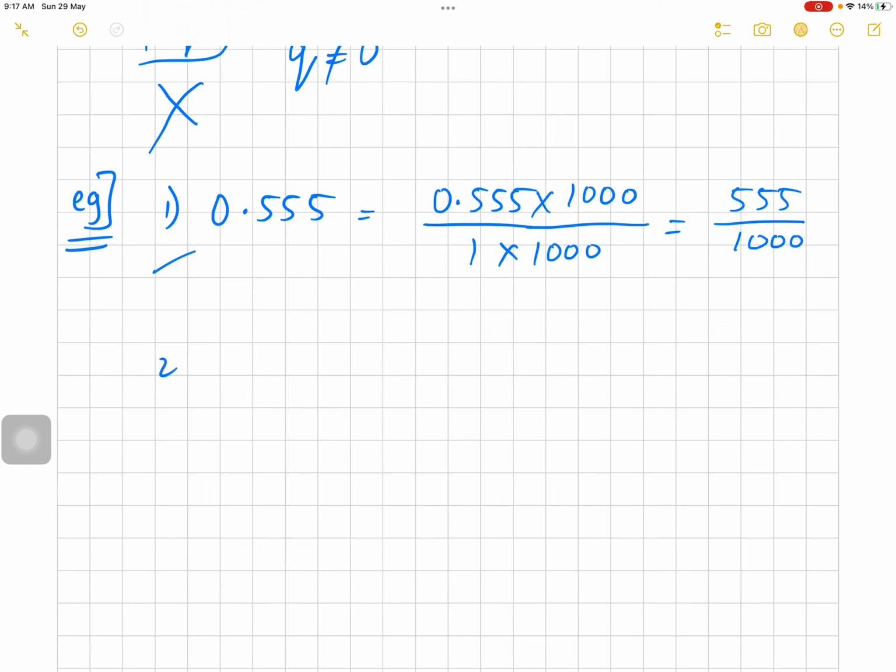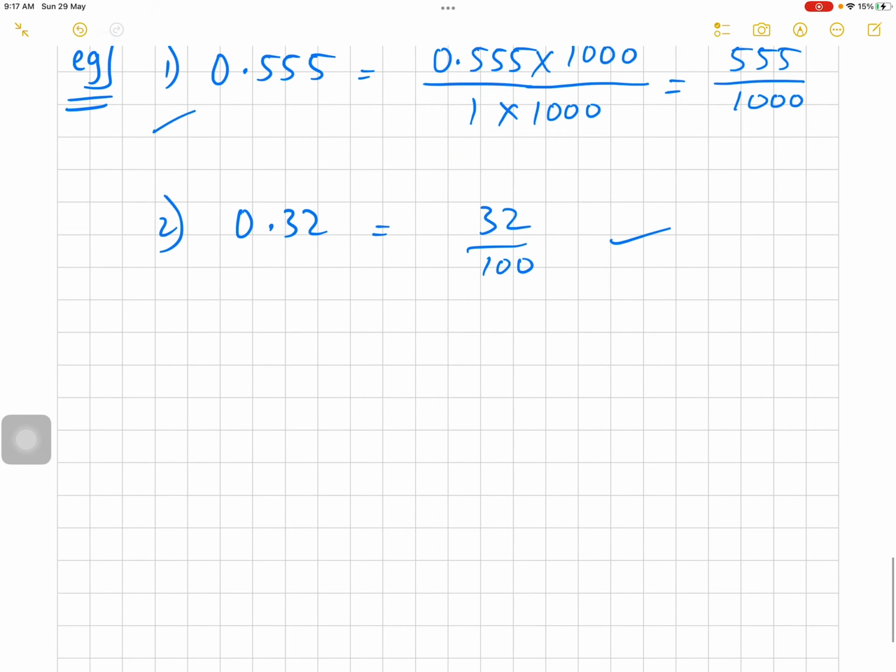Now next example. 0.32 can be written as 32 by 100. Take a calculator and do 32 by 100. You will get the answer 0.32. So it is a rational number.